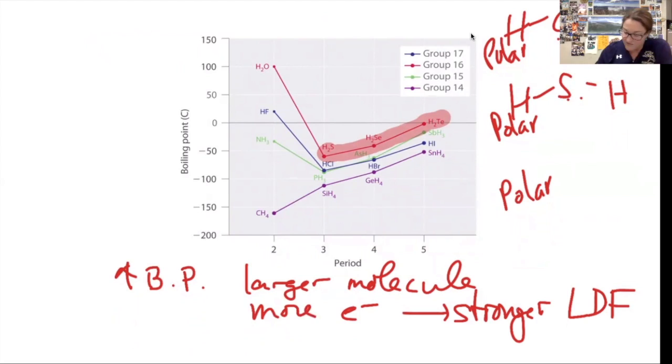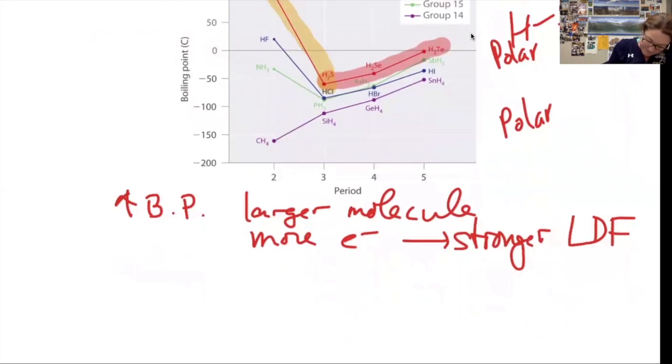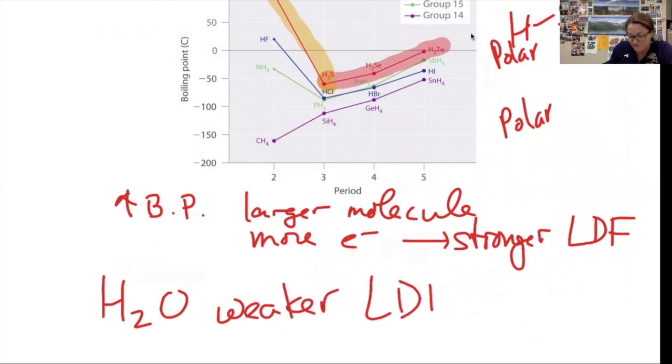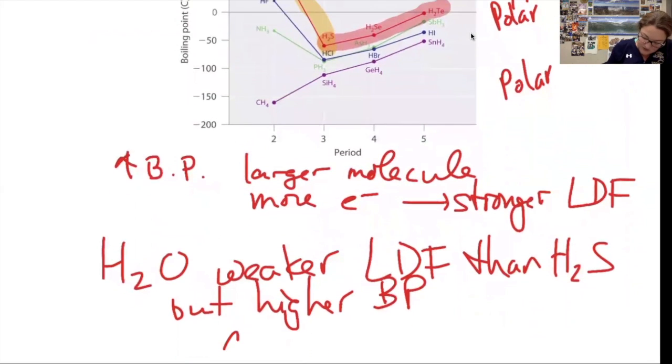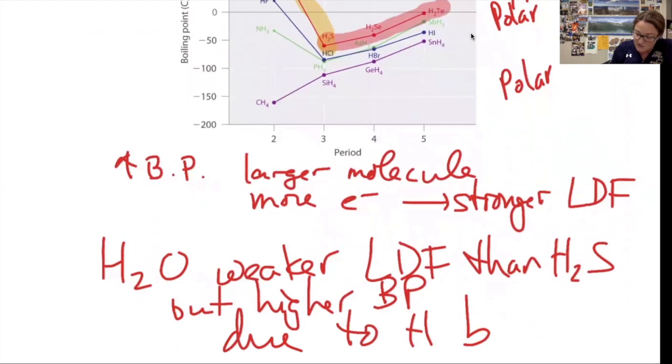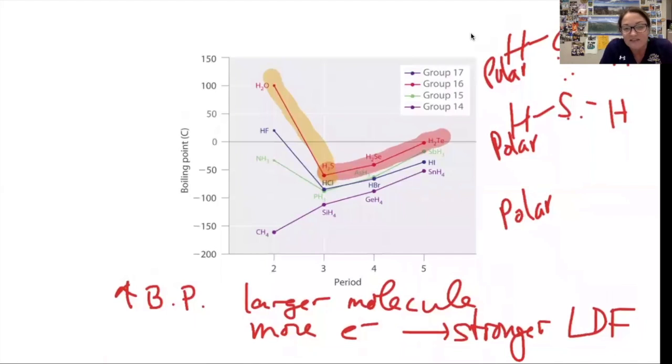Now, water is smaller than H2S. It has fewer electrons. It has a weaker dispersion force, but instead, it has a much higher boiling point. So it has a weaker dispersion force than H2S, but a higher boiling point. And that higher boiling point is due to hydrogen bonds. So in other words, I'm saying that water experiences hydrogen bonding, but H2S, H2Se, and H2Te don't.